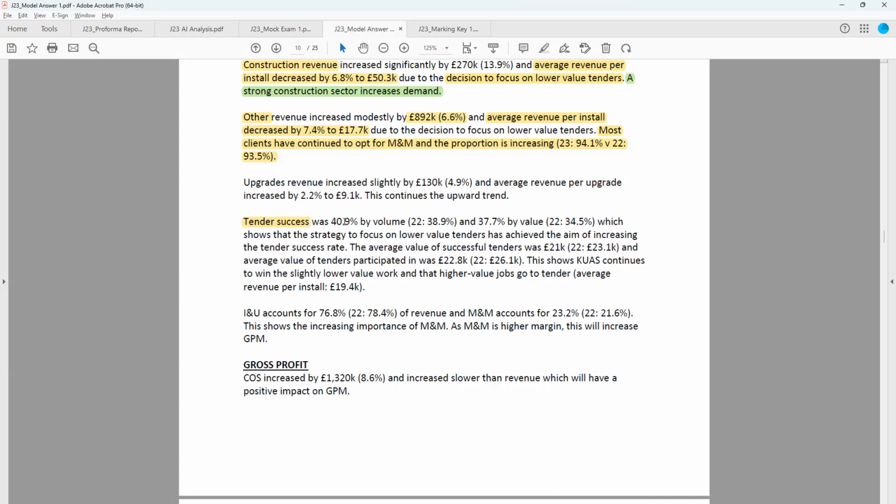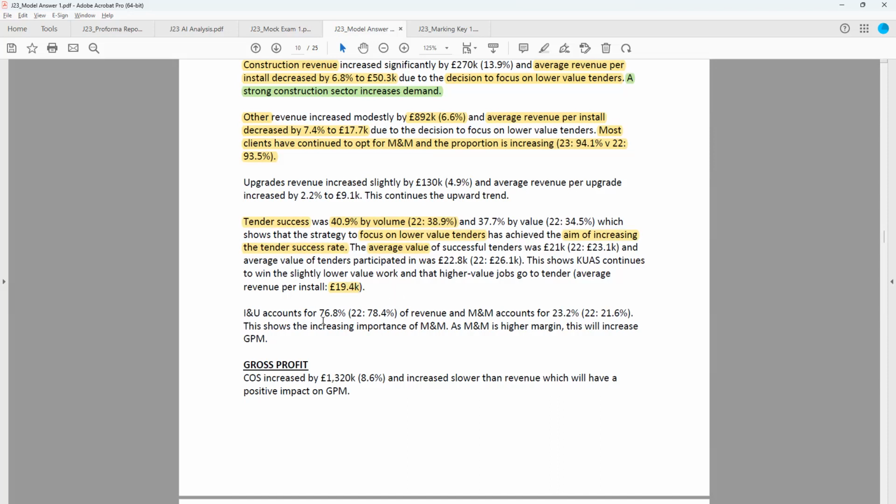And we can see there's been a significant change. And also there's a reason why. There was information in the exam paper that said there was a focus on lower value tenders. So you could comment that it has achieved that aim. And you can look at the average value as well. So they've got the tender success rate up, but the average value is of course lower. So they continue to win that slightly lower value work. And of course, higher value jobs go to tender. So you can see that here as well, that the average value of successful tender is more than the average revenue per install.